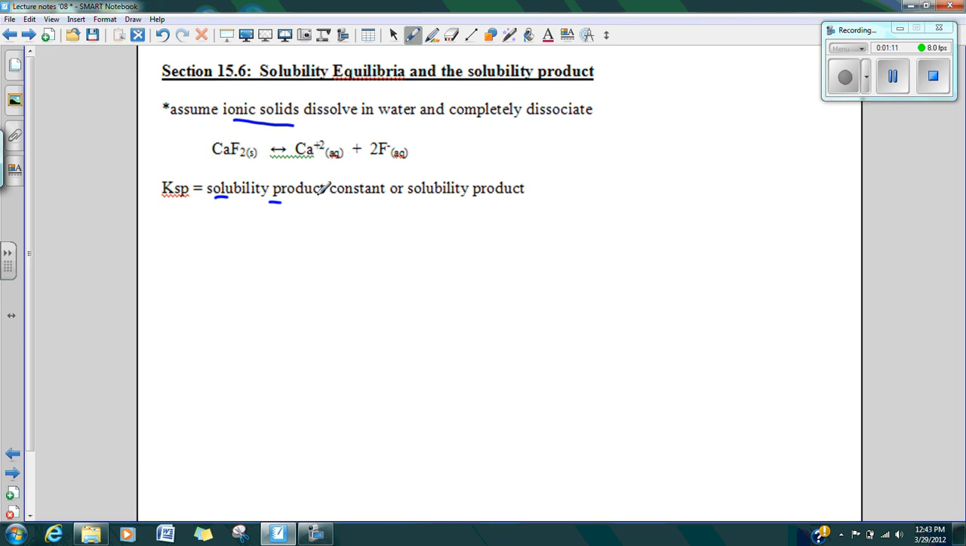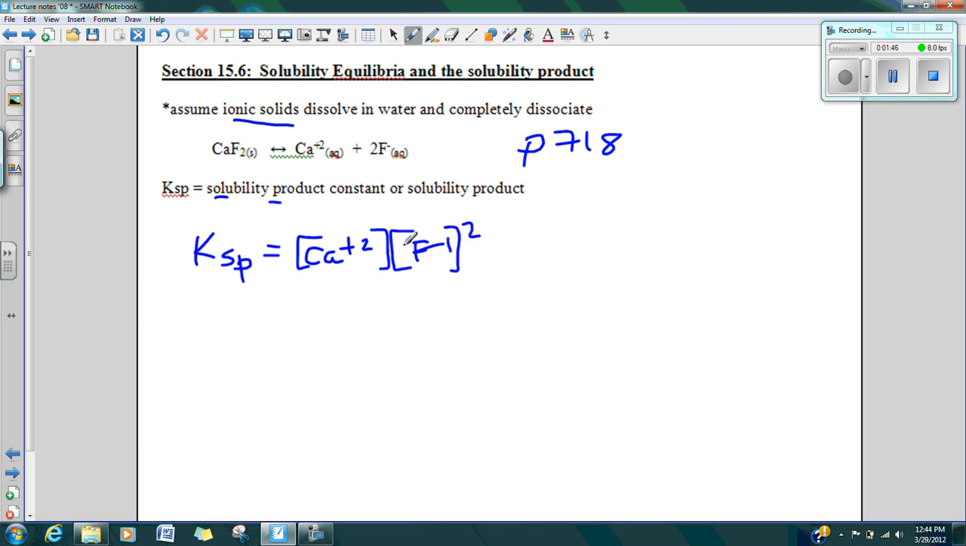So I can look up on a chart on page 718, you might want to take a look at that. You have all kinds of solubility constants. And so I can still write my equilibrium expression for this, and that is going to be my Ksp. And remember, it's always been our product over our reactant. So that's not going to change. So we have our calcium ion, and then we have our fluoride ion, and that's a -1, raised to the 2nd power because of this coefficient in front. And we've been doing that all along over the reactants.